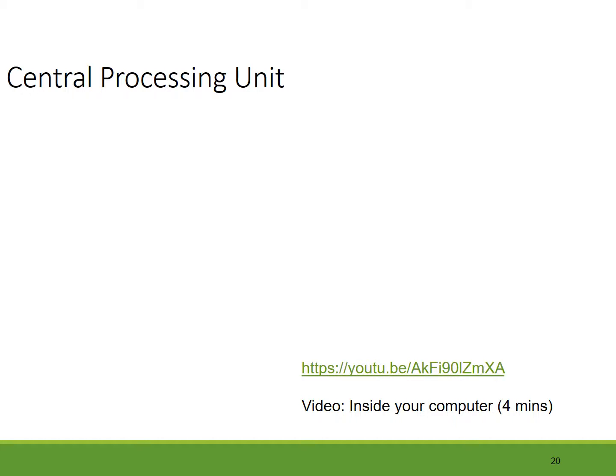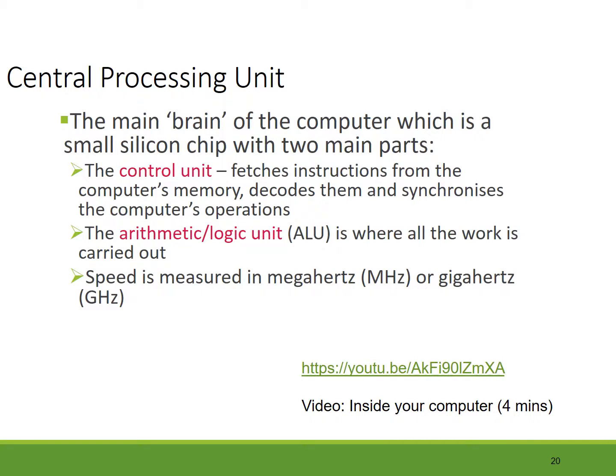Okay, central processing unit. This is the main brain of the computer, and it is made up of the control unit and the ALU, or the arithmetic logic unit. Okay, so the control unit fetches instructions from the computer's memory, it decodes them and synchronizes the computer's operations. So it's the organizer or the administrative part of the central processing unit. The arithmetic logic unit, or the ALU, is where all the maths and intelligence goes on. So the control unit feeds the ALU with tasks. It feeds it with maths, and it feeds it with additions and subtractions. And in reality, the only intelligence going on in your computer is additions and subtractions, and the control unit feeds the ALU with these tasks. The speed of the central processing unit is measured in megahertz or gigahertz.